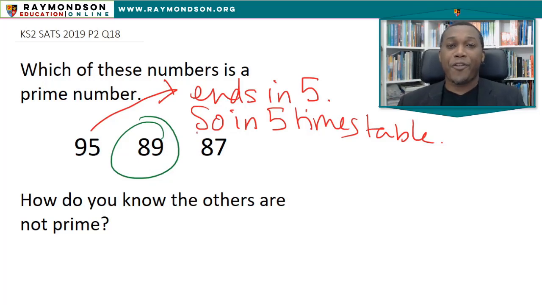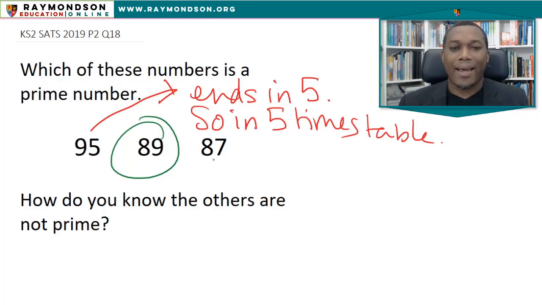Any number ending in 5 or 0 is in the 5 times tables. So 95 is in the 5 times tables. How many times am I gonna get 5 in 95? It's gonna be 19, because 5 goes into 100 19 times. Knock off a 5, you get 95.